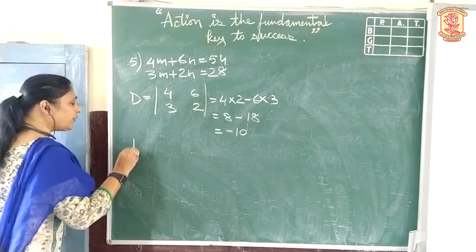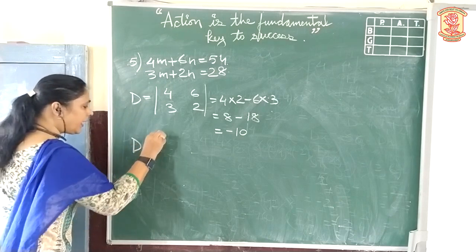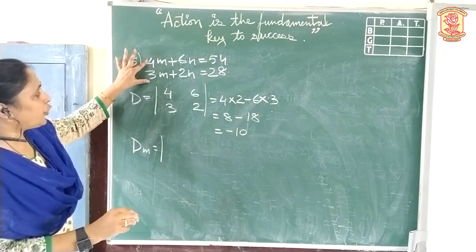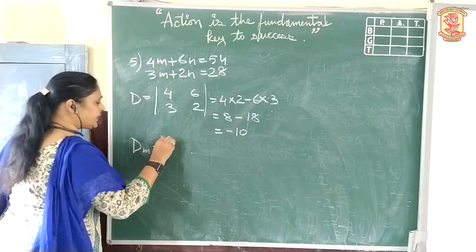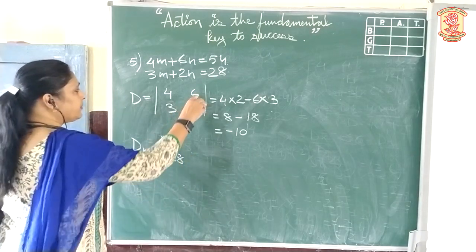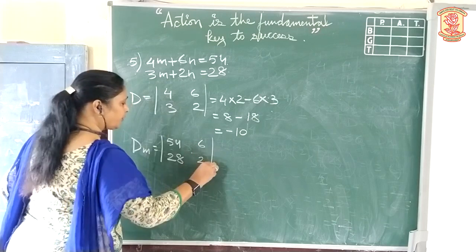Now we write the determinant for x, but here the variable is m, so we are going to write the determinant for m. When we are writing the determinant for m, in place of the coefficients of m, we write C1, C2, that is 54, 28, and the coefficients of n stay as they are, that is 6 and 2.